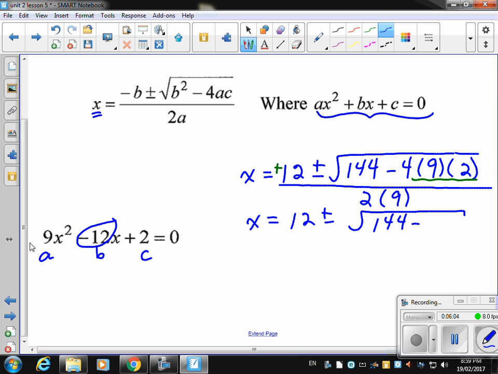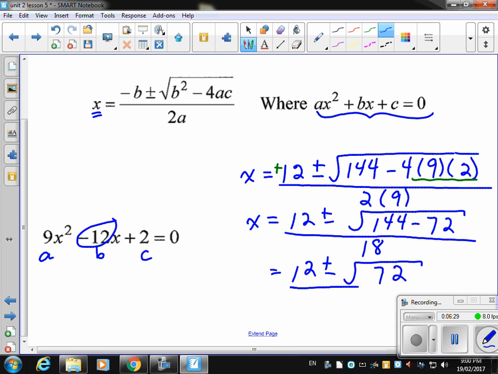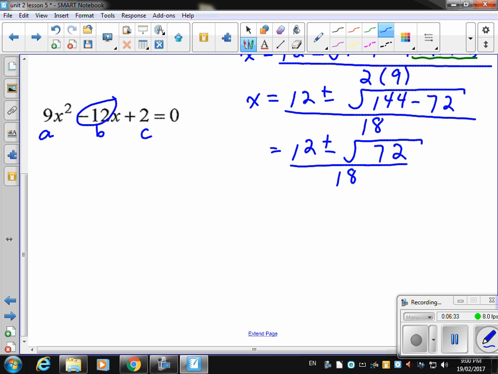4 times 9 times 2 is the same as 36 times 2, which is 72. Or you can use your calculator. All over 18. Okay, 12, add or subtract the square root of 144 subtract 72. Well, 72 happens to be half of 144, so this is what I got. Well, it's ugly, but it's getting better.